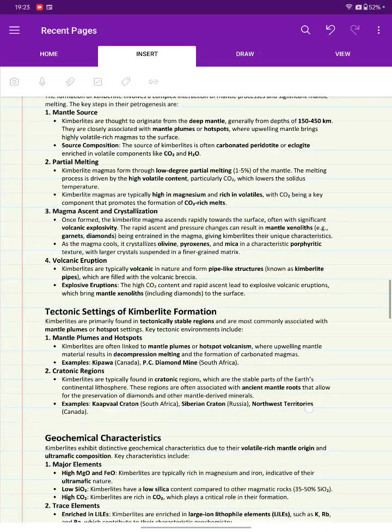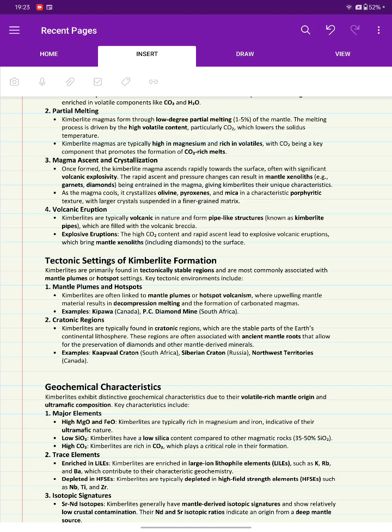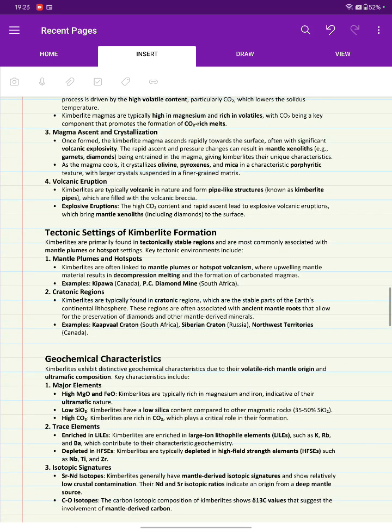So kimberlite magmas may form through low degree partial melting, that is 1 to 5% of the mantle. The melting process is driven by high volatile content, particularly CO2. So these magmas are typically rich in magnesium and rich in volatiles, CO2 being a key component that promotes the formation of CO2-rich melts. Magma ascent and crystallization: once formed, kimberlite magma ascends rapidly towards the surface, often with significant volcanic explosivity. Rapid ascent and pressure change can result in mantle xenoliths, that is garnet and diamond, being entrained in the magma, giving kimberlites their unique characteristics. As the magma cools, it crystallizes olivine, pyroxene, and mica, with a characteristic porphyritic texture.